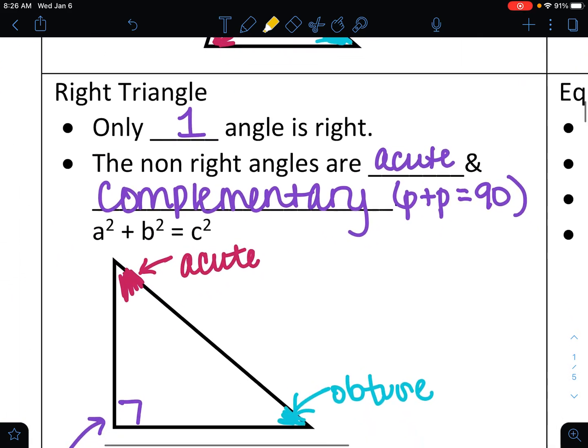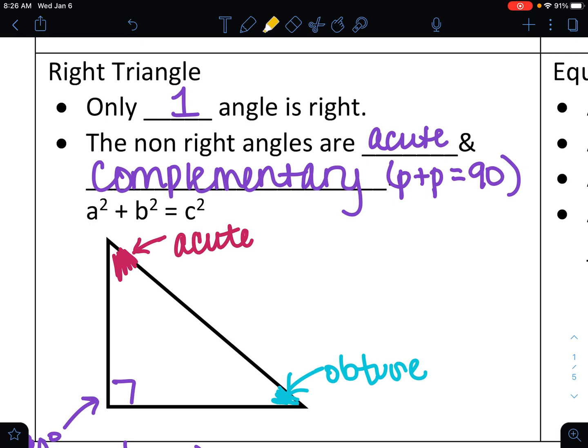Next, we have right triangles, which is pretty straightforward. You're going to have a right angle and 2 acute angles. Oops, there's a mistake down there. Let me fix it. That should say acute, not obtuse. Okay, so that is that. This one's kind of similar to the obtuse triangle in that you're still going to have 2 acute angles.